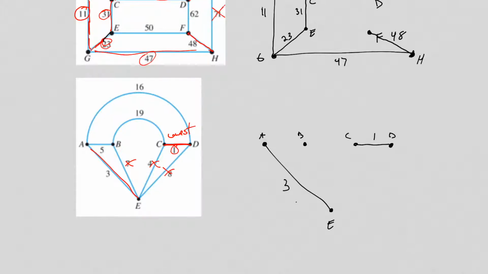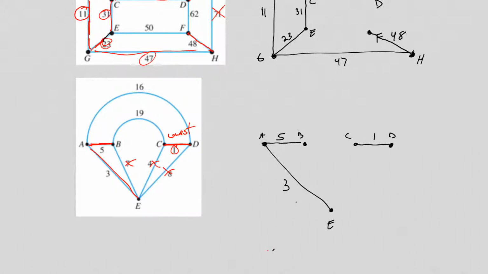Okay, so now let's take a look at B. What's the cheapest way to get to B? And if you look, we have 5 versus 19. Well, that's a pretty easy choice there. That 5 is the smallest. So we're going to connect those two.